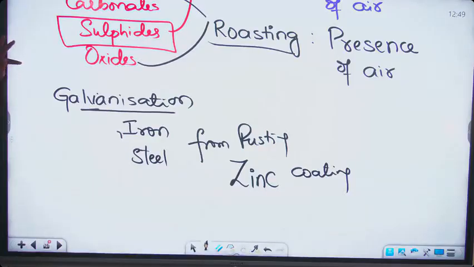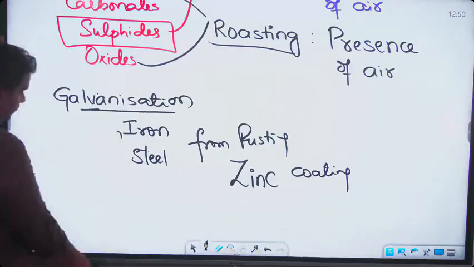So the question can come in two types. To prevent the rusting of iron and steel, which process is used? Galvanization. In the galvanization process, to prevent the formation of rust on iron and steel, which coating is used? Zinc coating is used, right? With the heading galvanization.